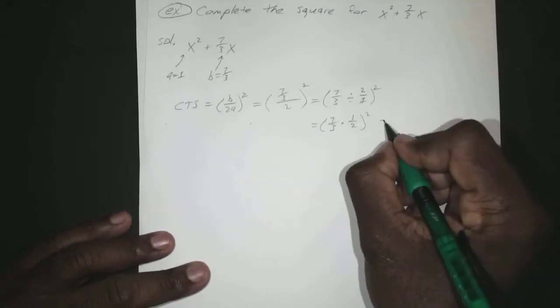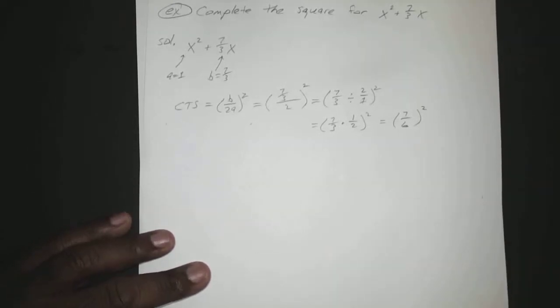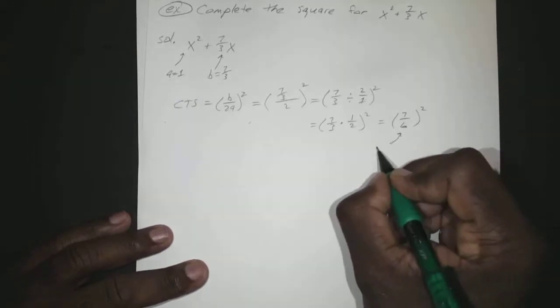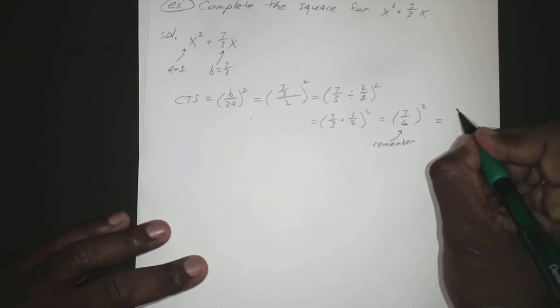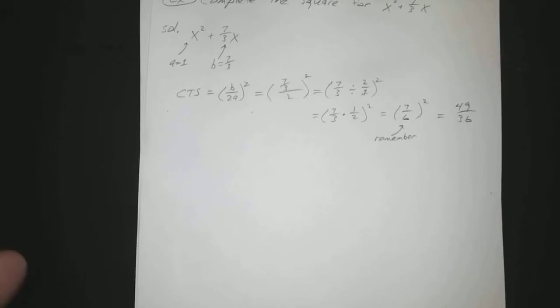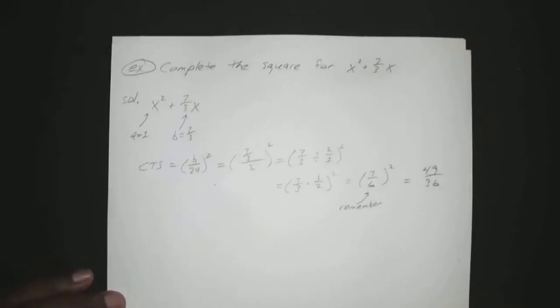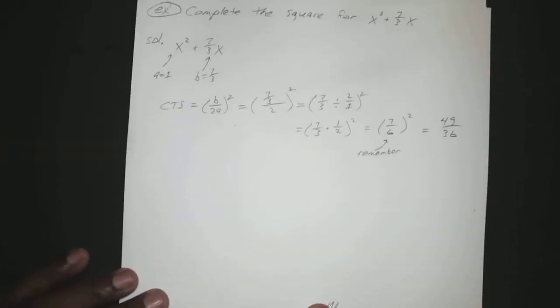Okay. So you end up with 7 over 6 squared. And remember, before you apply that squared, you want to remember that value there, which is, so you have 49 over 36 for your completing the square value. So that's what you're going to add and subtract to this.